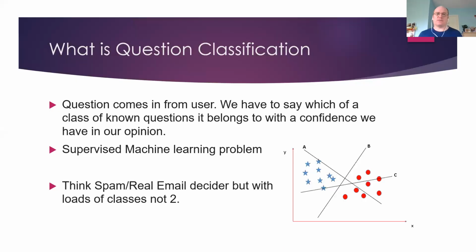So what is question classification? A question or a problem comes in from a user, and we have a known list of topics this could be about. We want to say that this question, how do I cancel my phone contract, is in the topic cancel contract, and we have a certain confidence. We want to say this is what the question is asking about, and this is how accurate we are.